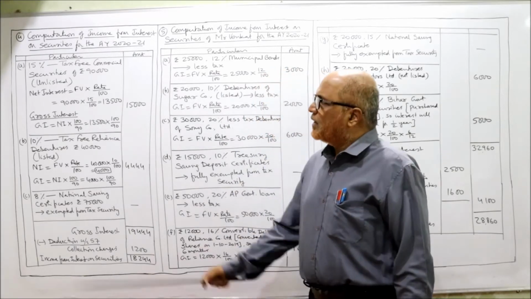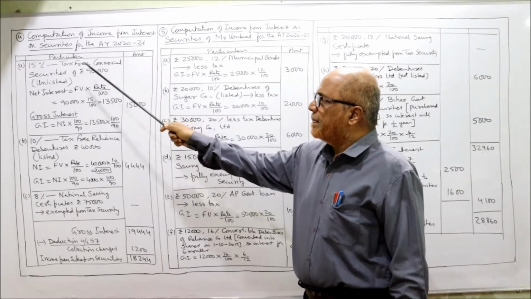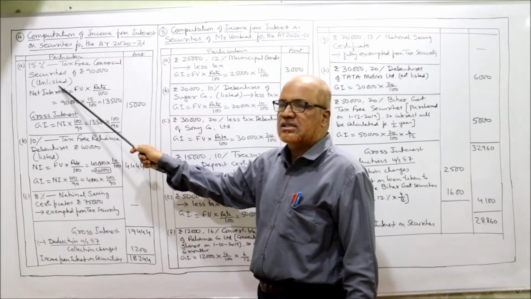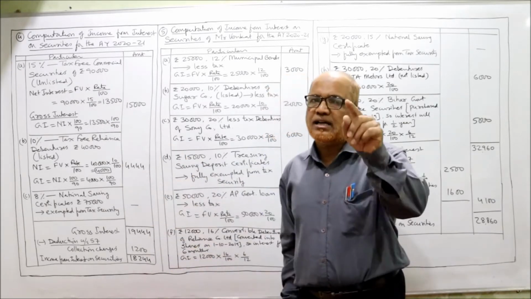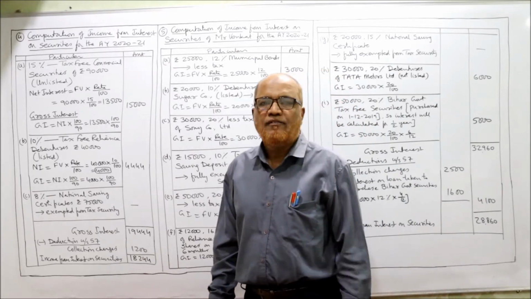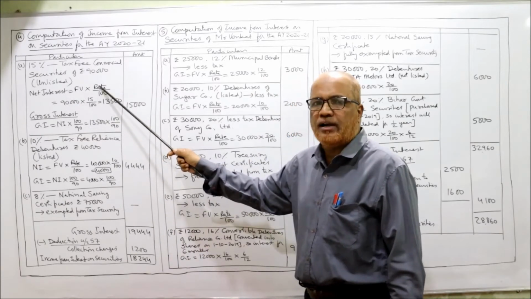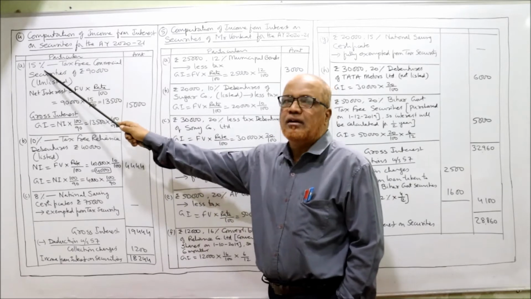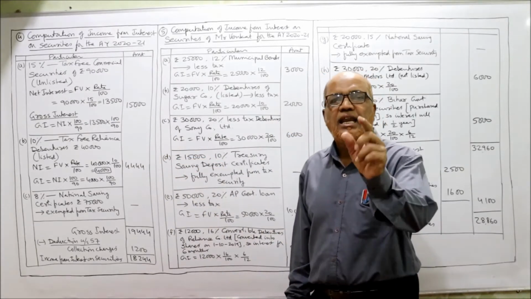It's a very easy problem. First of all, computation of income from interest on security for the assessment year. 15% tax-free commercial security unlisted. Whether listed or unlisted doesn't matter, ignore. Now first of all, it's a tax-free commercial security. So 2 steps. First step, NI. Net interest is equal to face value into rate by 100. What is the face value here? 90,000. What is the rate? 15. So 90,000 into 15 by 100. 13,500 is the net interest.